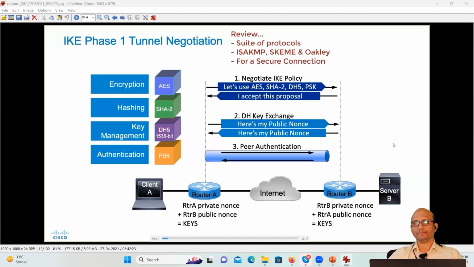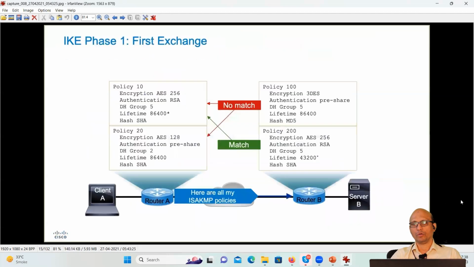So let's say you have 2-3 policies with you, and the other guy also has 2-3 policies related to hashing, encryption, Diffie-Hellman, lifetime. Now you must be wondering, what is Diffie-Hellman? I'll tell you.